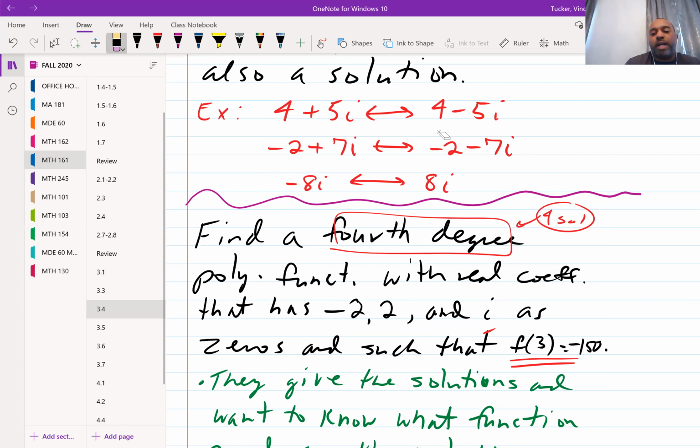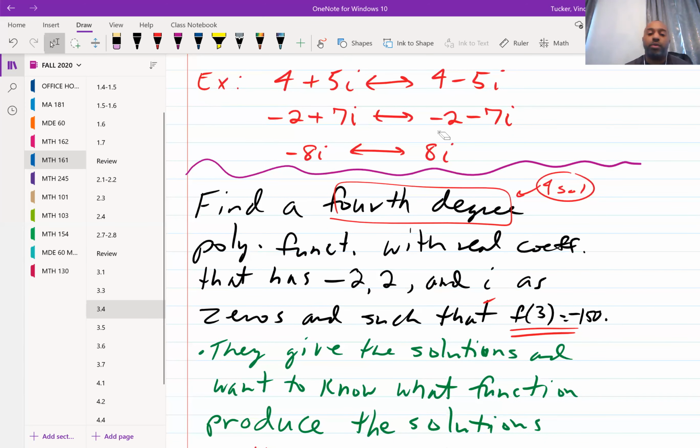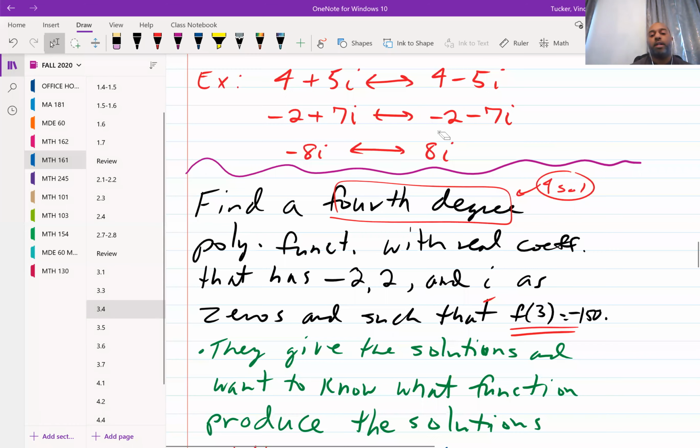that has negative 2, 2, and i as zeros, such that when you plug in 3, you get out negative 150. So f of 3 is equal to negative 150. What they have done here, what I have in the green, is give us the solutions, and they want to know what function will produce them. So they give us these 3 solutions, negative 2, positive 2, and i, and they're asking what function will give us these solutions. Also, when I plug in 3, I have an initial condition that I get out negative 150.